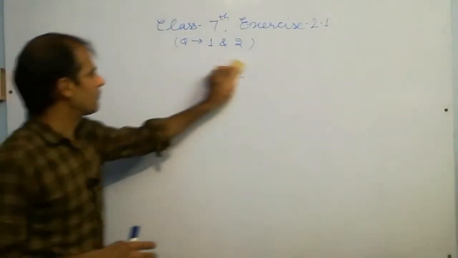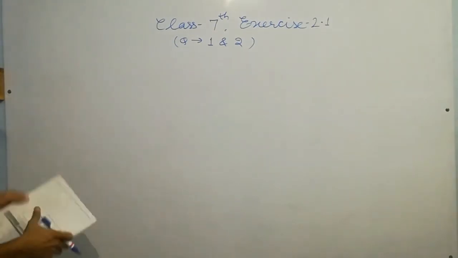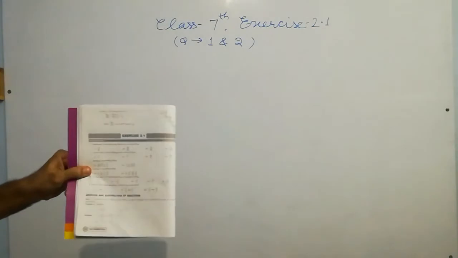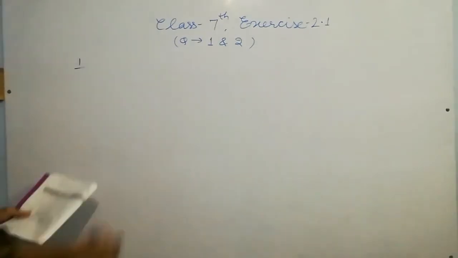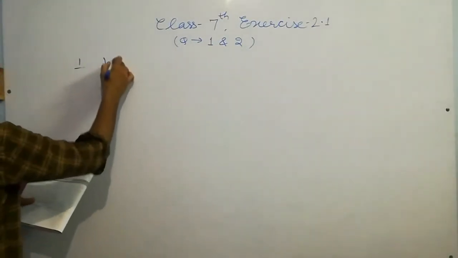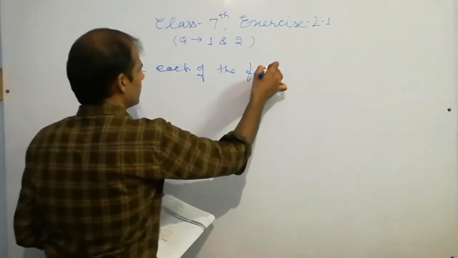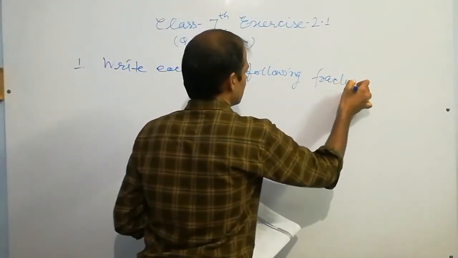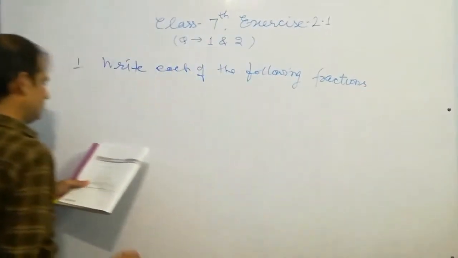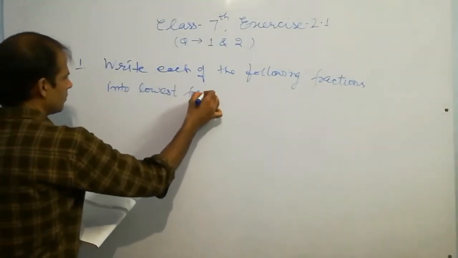Now students, get ready. I am going to solve the questions of exercise 2.1. It is on page number 24. This is the page of exercise 2.1. First question: write each of the following fractions into lowest form.